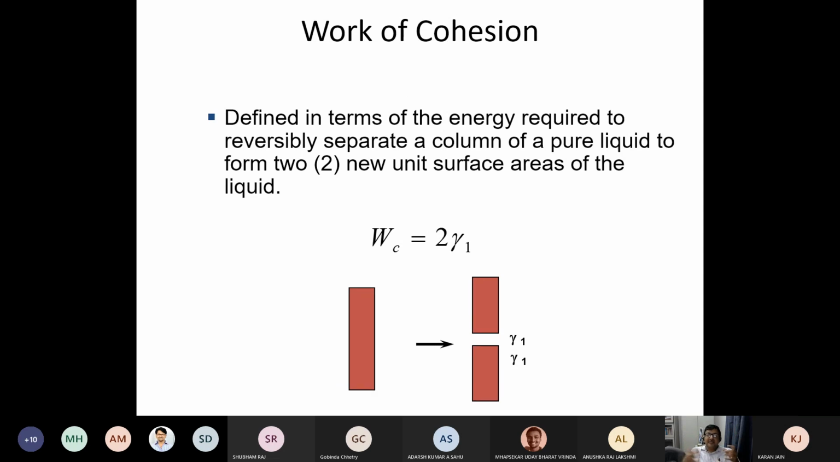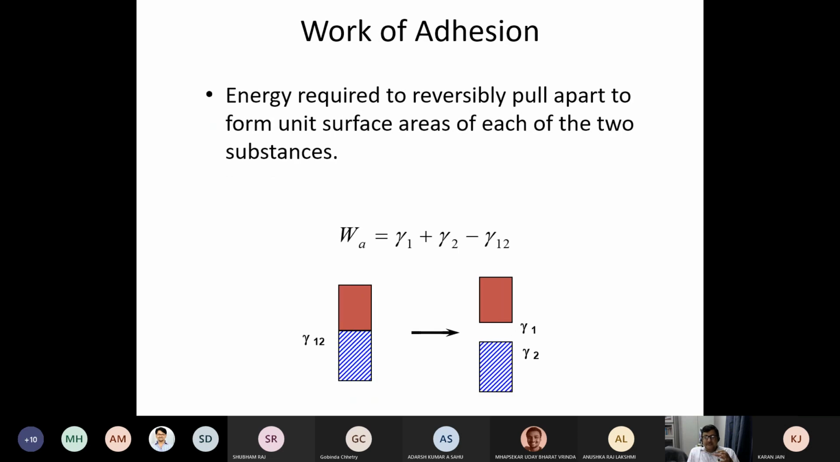Whereas if you bring in the same material, say you are pouring water into water, that particular process is called cohesion. Okay, adhesion means two different surfaces. Cohesion means the same surface.